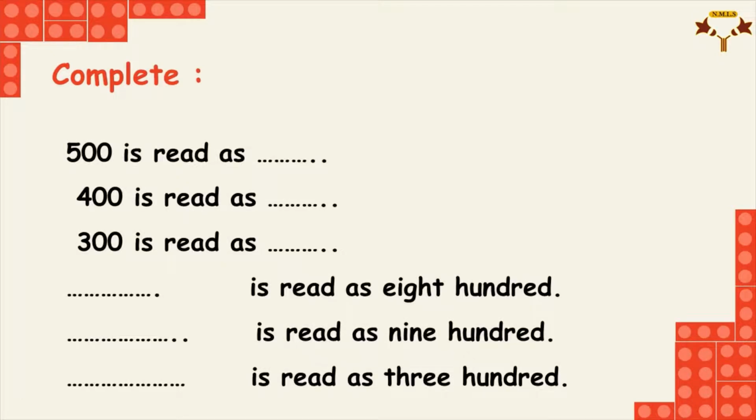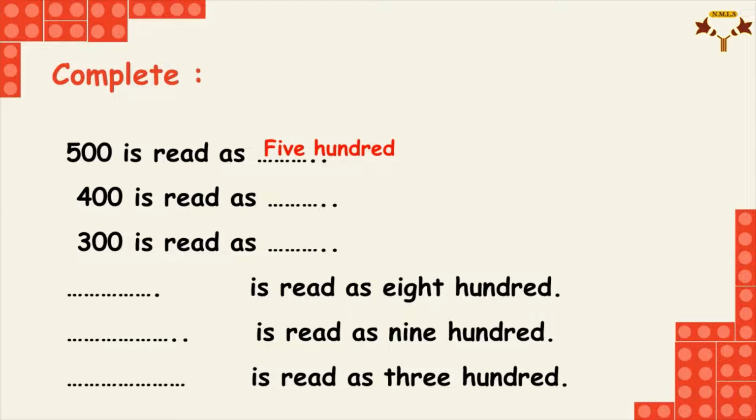Here I will complete these statements. The first one, 500. How can I read it? Here I have the number 500 in digits, and I want to write it in words. Here, 5 in letters: I have F-I-V-E, but the number is 500, so I will write it as five hundred.